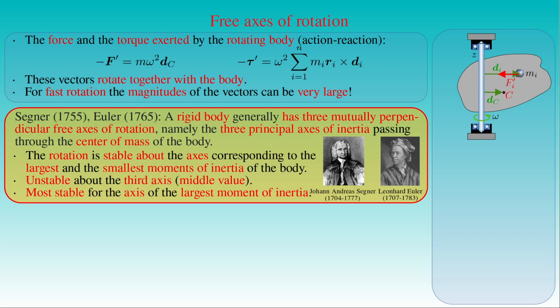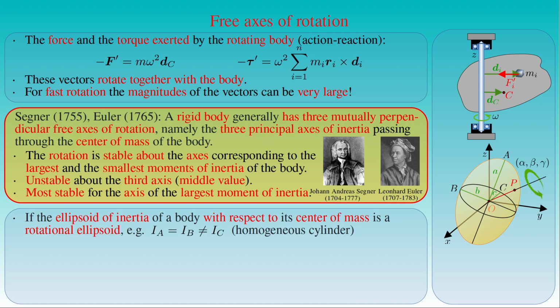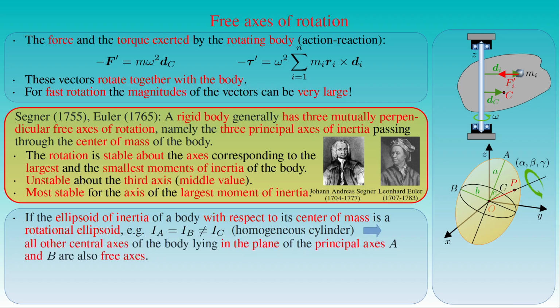As already stated, the principal axes A, B, and C of a rotating body with respect to the axis of rotation determined by the angles alpha, beta, and gamma passing through the point O, are aligned with the axes of symmetry of the ellipsoid of inertia of the body with respect to the point O. In the special case where the ellipsoid of inertia of a body with respect to its center of mass is a rotational ellipsoid, that is, for example, IA is equal to IB but they are not equal to IC, as in the case of a homogeneous cylinder, all other central axes of the body lying in the plane of the principal axes A and B are also free axes.